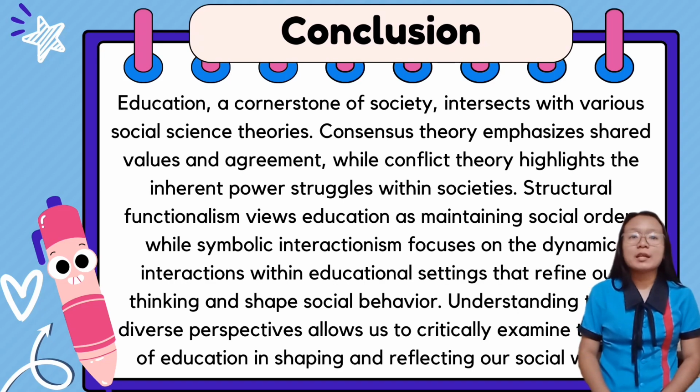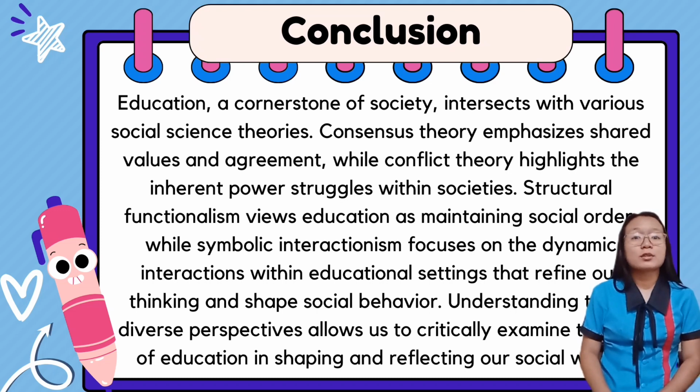The importance of this lies in highlighting the multifaceted role of education in society. Education shapes our social reality. It doesn't just exist within society. It actively influences how we think, behave, and interact with each other. Different perspectives provide a richer understanding by considering various viewpoints like consensus, conflict, social order, and individual interactions. We gain a more nuanced picture of education's impact.